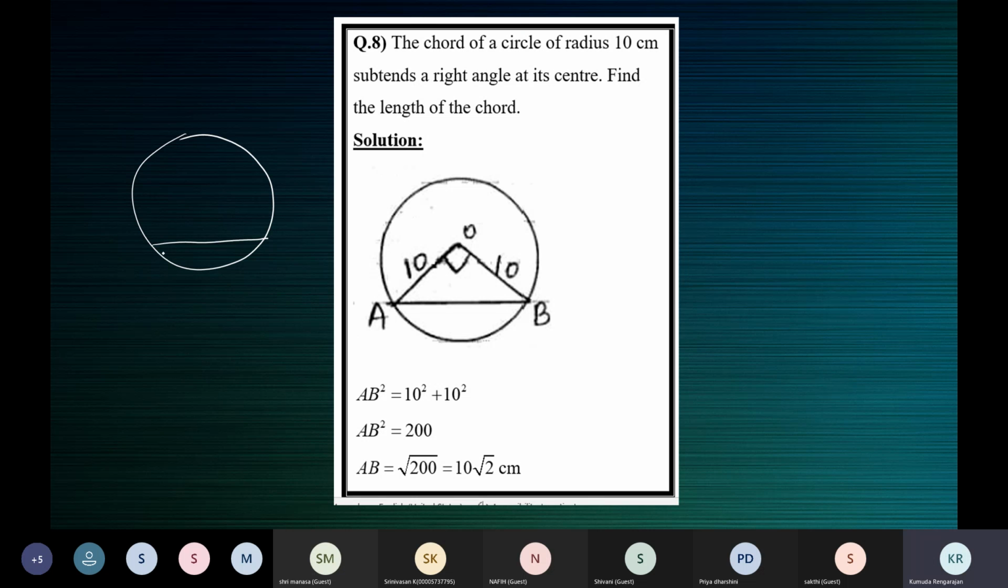This is the chord AB. This is the center. Subtends means you should join OA and OB, join the ends of the chord to the center. This is 90 degrees. Radius is 10. So the hypotenuse using Pythagoras theorem is root 200 or 10 root 2 centimeters. So the length of the chord is 10 root 2 centimeters.